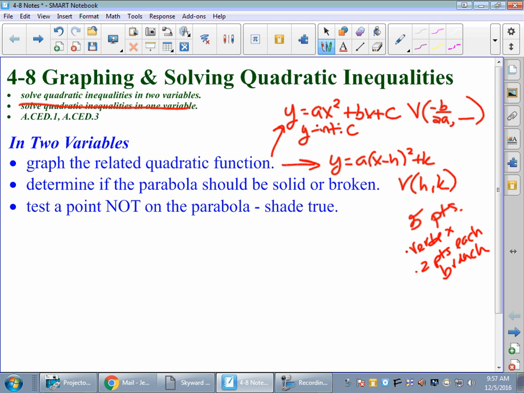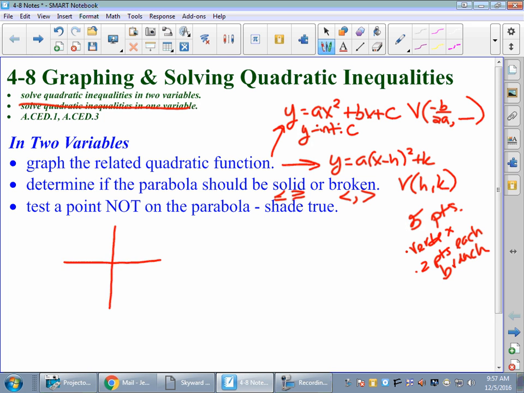After you graph the related function, we got to determine, do those ordered pairs work for the inequality or not? So it's going to be solid if it's less than or equal to, greater than or equal to, because we include those ordered pairs. It's broken if it's just less than or if it's just greater than. We're going to test a point not on the parabola, and we shade true.